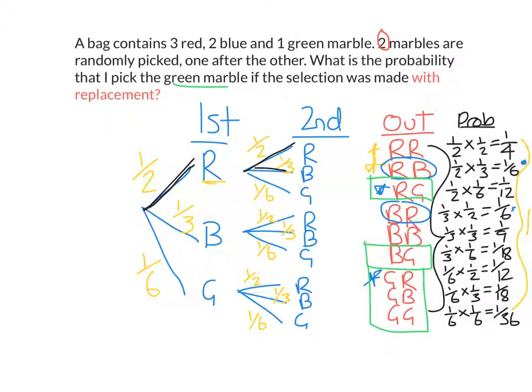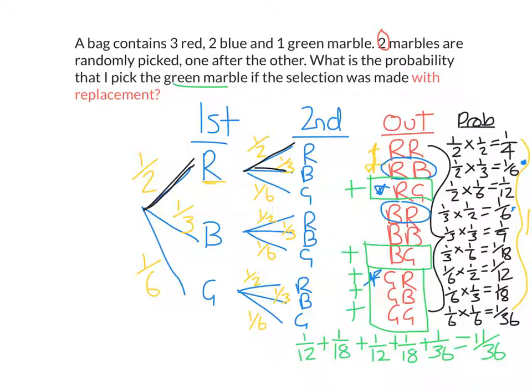So that is 5 of the outcomes, but the answer is not 5 out of 9 because not all of these outcomes are equally likely. So what I do is I actually add up the probabilities of all of these events. So if you add up the probabilities of all these events, you get 11/36, and that is my answer. The probability I pick the green marble is 11/36.